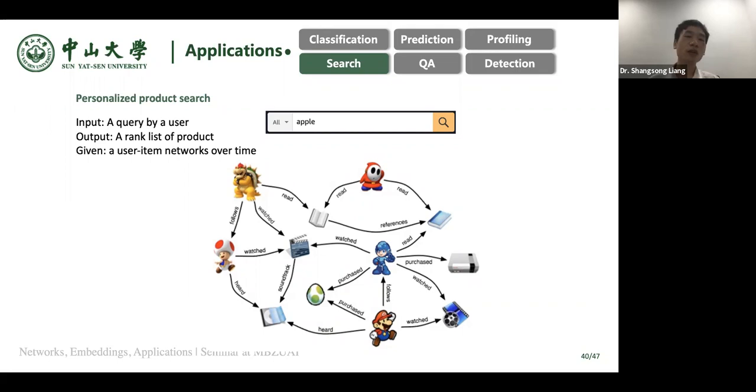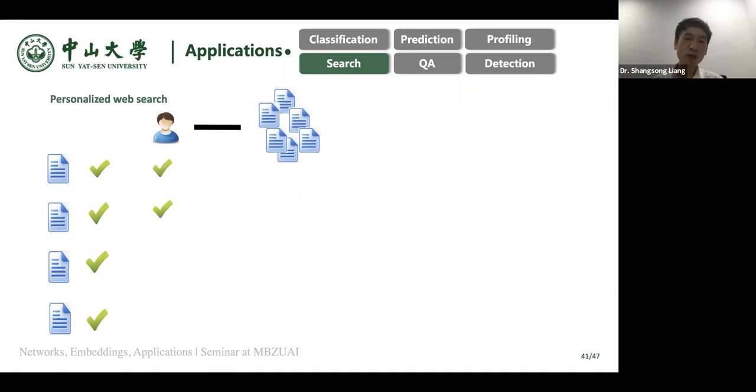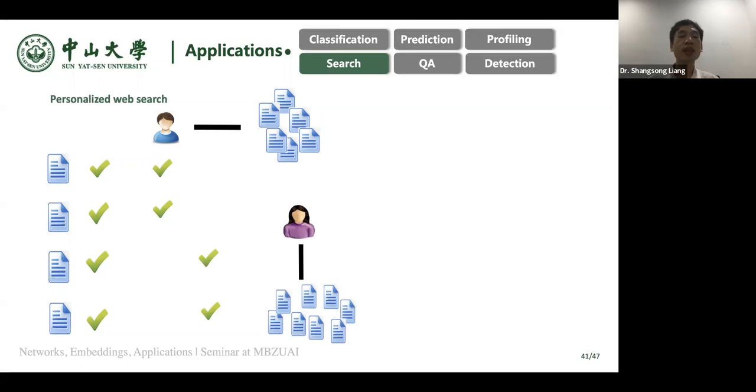That is a really good application of the graph embedding algorithms. And also we consider a really general task in information retrieval, that is personalized web search. In personalized web search, given a query, for instance, you use Google, you input keywords, you try to get relevant documents. For instance, these four documents are relevant to the input query, but different users will have different search intents. For instance, this user believes the first and second documents are relevant to his search intent. A different user will have a different search intent, although all four documents are relevant to the input query.